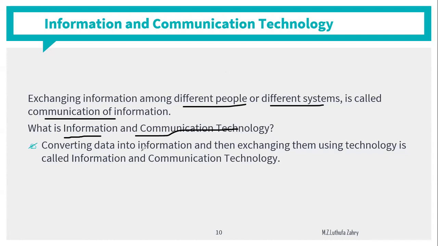Converting data into information. Normally, information means converting the data into information and then exchanging them using technology. That is it. Don't overthink it. If they're asking what is an ICT in your exam paper, just think: converting the data into information, and then exchanging them using the technology is called information and communication technology.